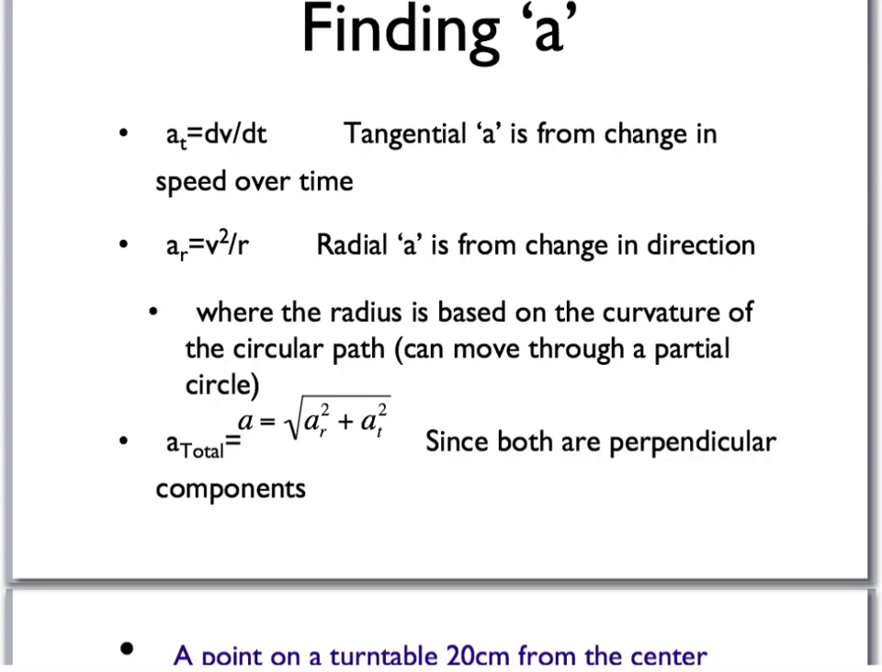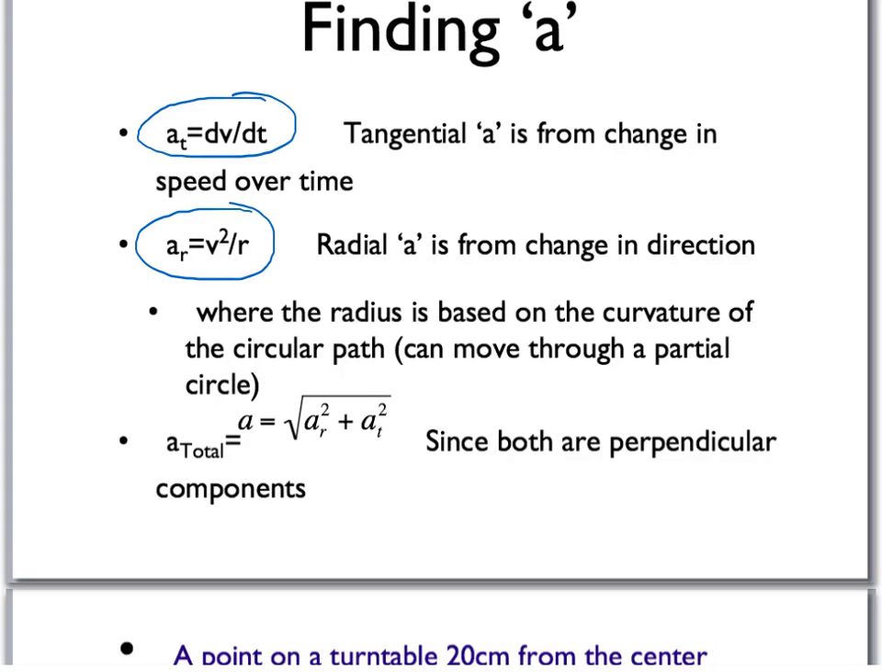Now to actually find that acceleration, remember there's two pieces of it, so we need to find each piece. The tangential acceleration is simply looking at how it's changing the speed of the object. It's basically your dv/dt. How is velocity or speed changing over time? For the centripetal piece, also called a sub r for the radial component of the acceleration, that's the centripetal acceleration of v squared over r. So the same thing that we did in the last section.